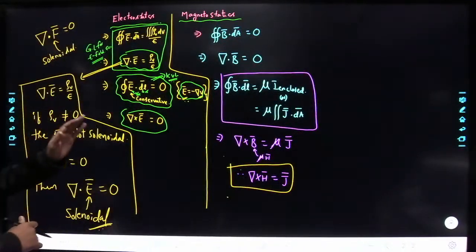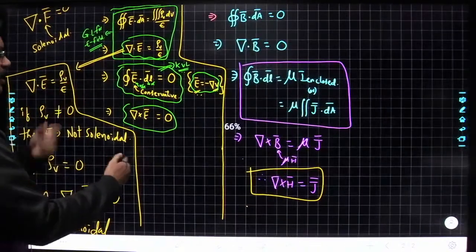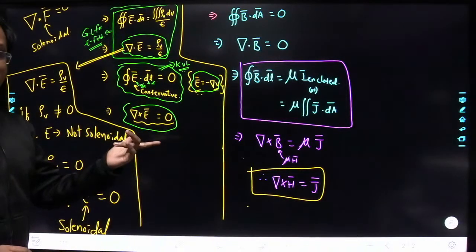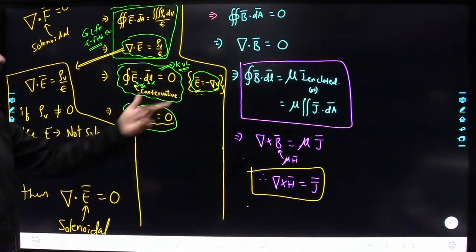So next, if you consider curl of E bar, it is equal to 0. Curl of E bar is equal to 0. And here E bar is equal to what?